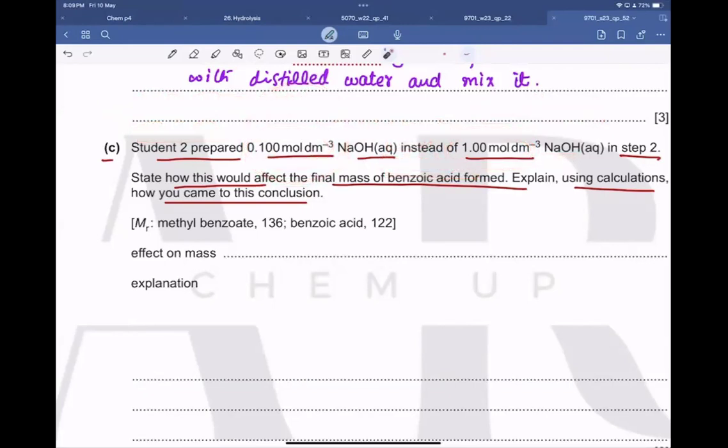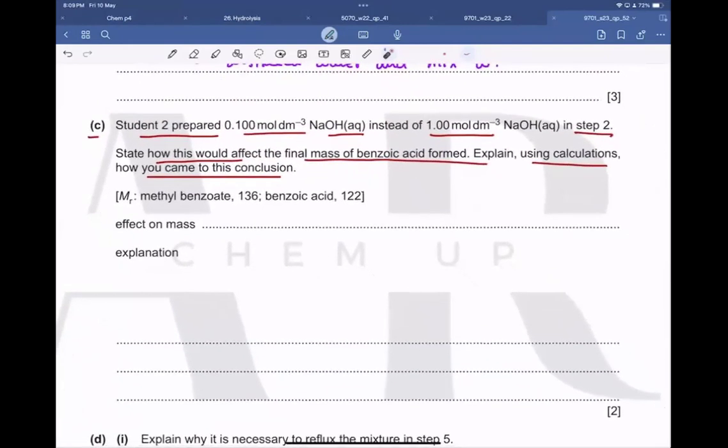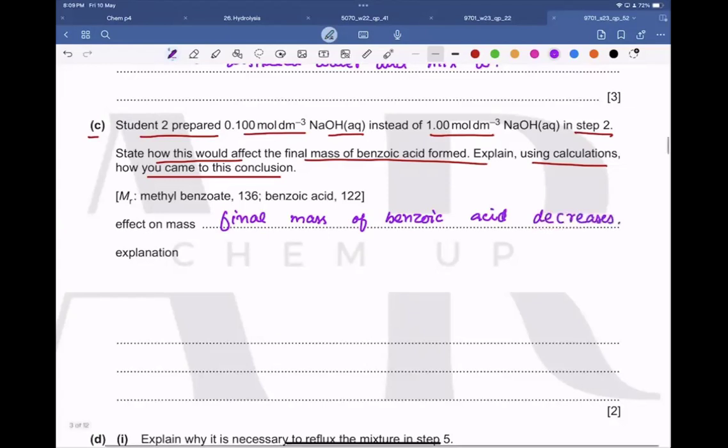Yes, and if you want to prove this, you can do it like this. For example, we have identified that the final mass of benzoic acid decreases. Now, how will we show it? So that's why the final mass of benzoic acid is going to decrease. See how.